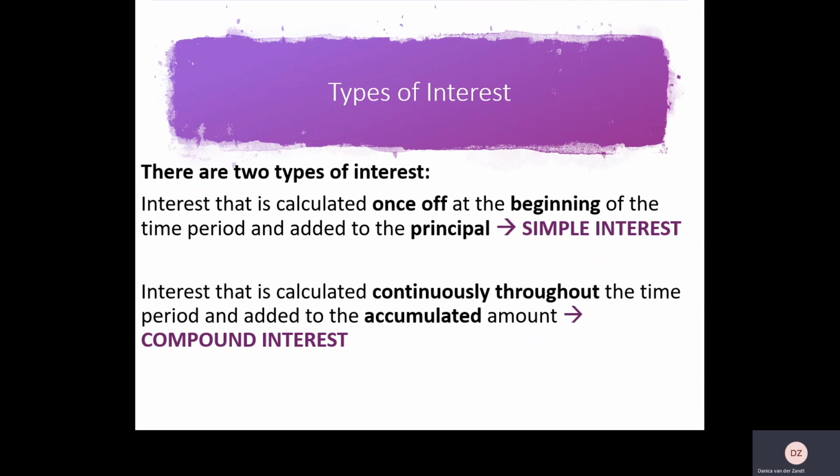So we can't just do one calculation like simple. There has to be a calculation at every single compound. Okay, so it's calculated continuously, and every time we do a calculation, we get a new amount, and the new calculation is based on that new amount, whereas simple interest is only on the principal.